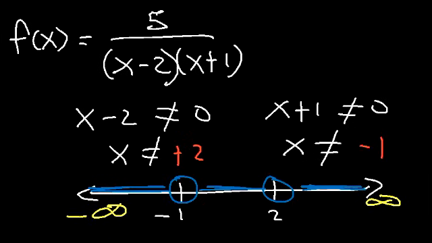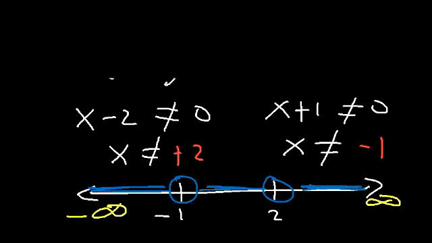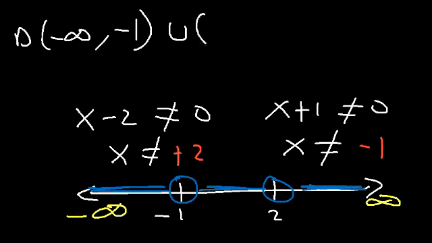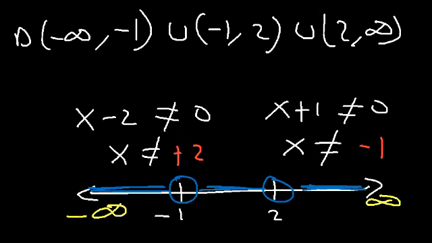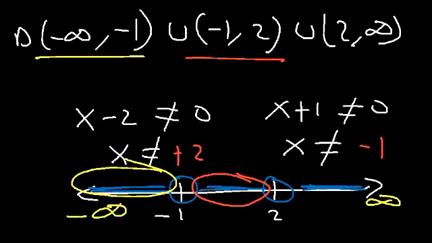So to write the domain, it's going to be negative infinity to negative 1, union negative 1 to 2, union 2 to infinity. This corresponds to the first region. This is for the second region, and this is for the third region.